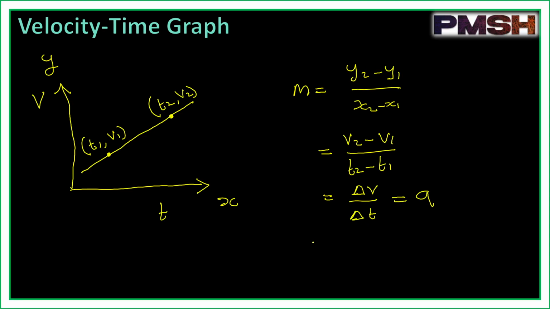Suppose the limit delta t tends to 0, then delta v by delta t becomes dv by dt. So we can say a is nothing but dv by dt. This is our equation.